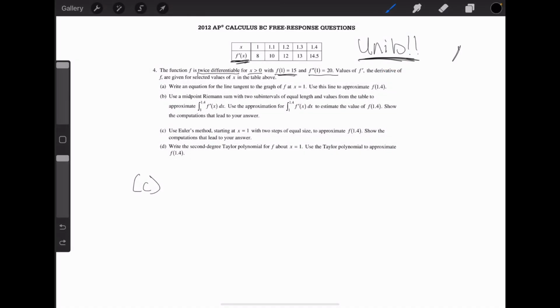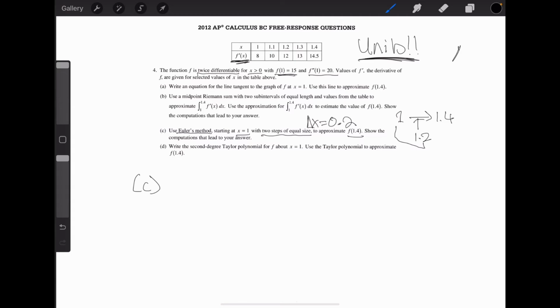So for part C, it says to use Euler's method, and not Euler's method, but that doesn't count for points anyways. Starting at x equals 1 with two steps of equal size to approximate f at x equals 1.4. So from this, first of all, we know our step size, or delta x, and this is equal to 0.2. And the reason why we know this is when we're going from 1 to 1.4, this is essentially splitting it into 2. We need to find the midpoint, which is 1.2. So the step size is the distance from the endpoints to the midpoint, which is 0.2.